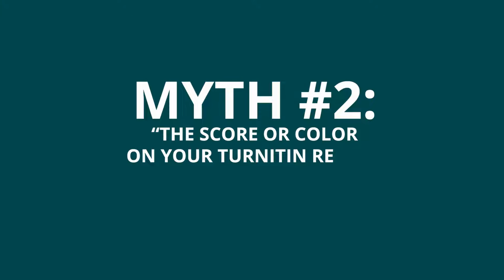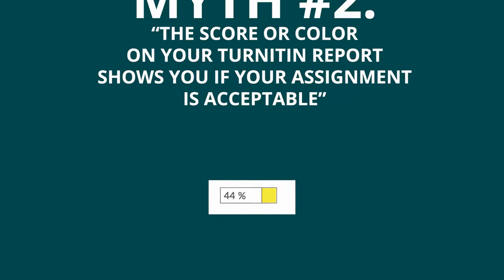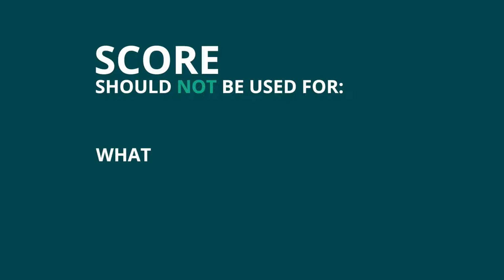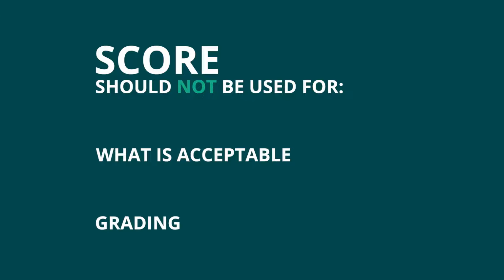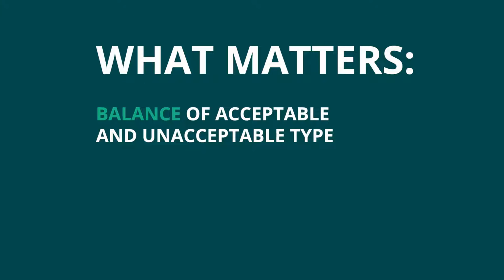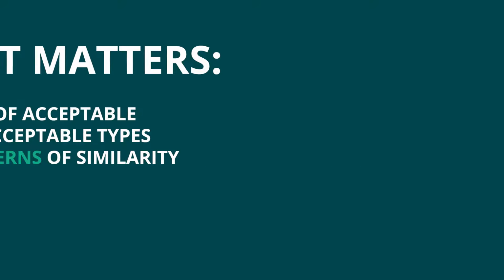Myth number 2. The score or color on your Turnitin report shows you if your assignment is acceptable. UMGC's practices are that we avoid using the color or score shown in a Turnitin report by itself. The score should not be used for making any decisions about what is acceptable or for grading. As mentioned before, what matters is the balance of acceptable and unacceptable types and patterns of similarity. These patterns show whether there could be possible plagiarism, and that takes a trained eye to determine.